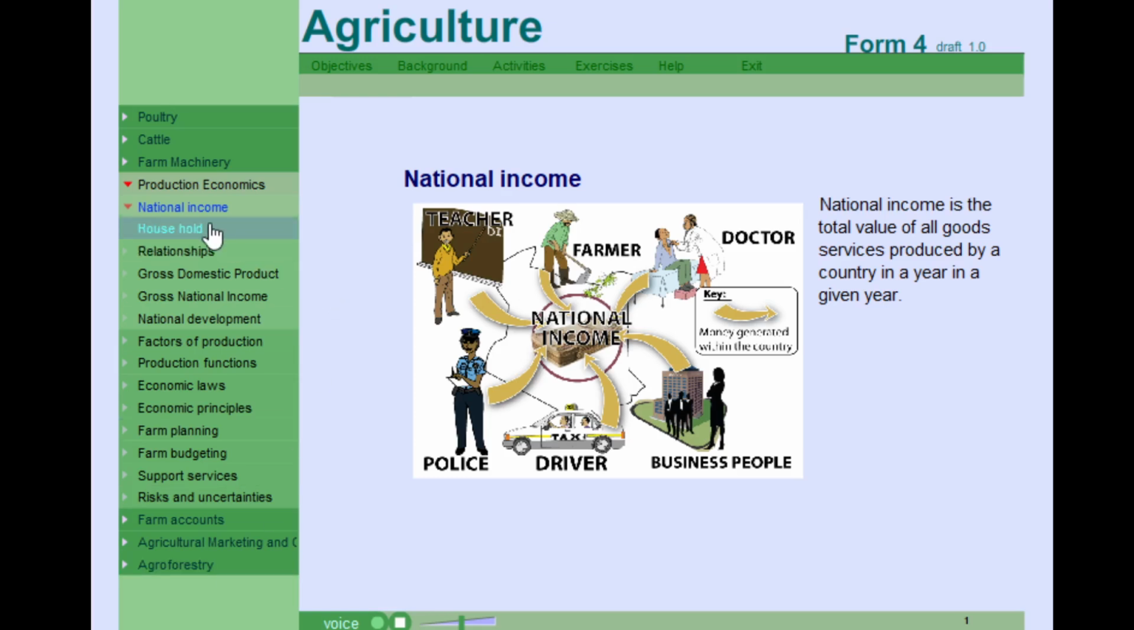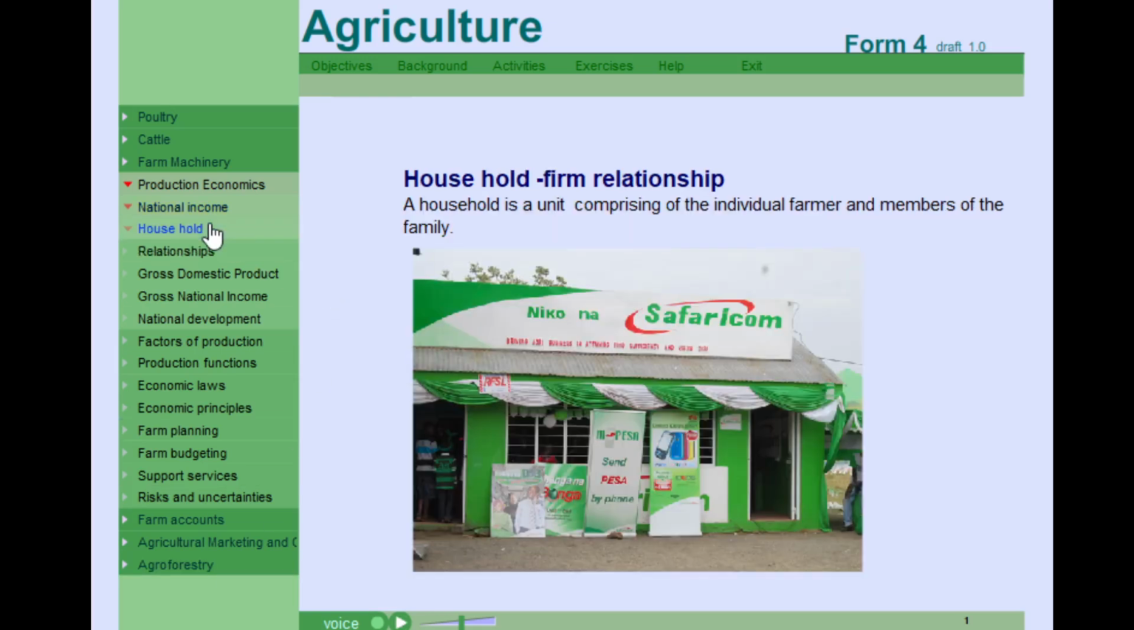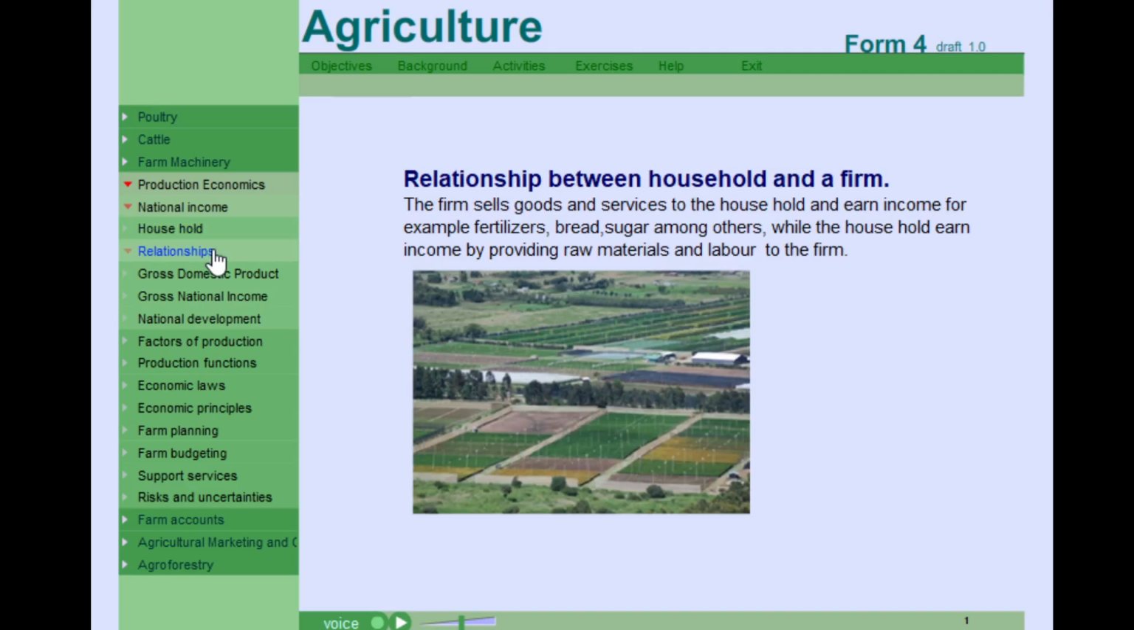Household-farm relationship. A household is a unit comprising of the individual farmer and members of the family. Relationship between household and a farm. The farm sells goods and services to the household and earns income, for example, fertilizers, bread, sugar, etc., while the household earns income by providing raw materials and labor to the farm.